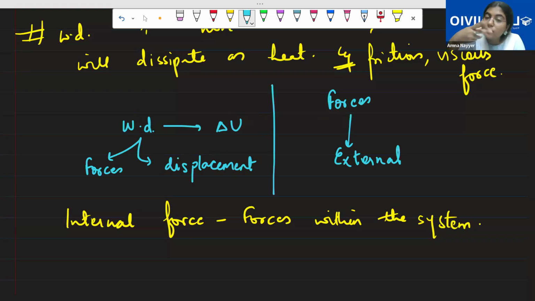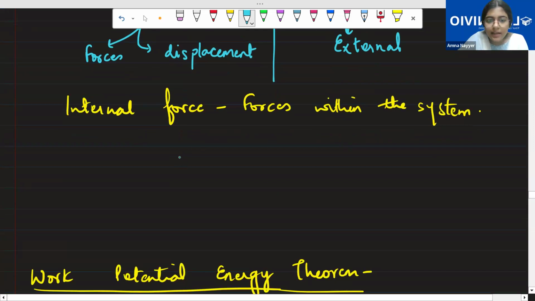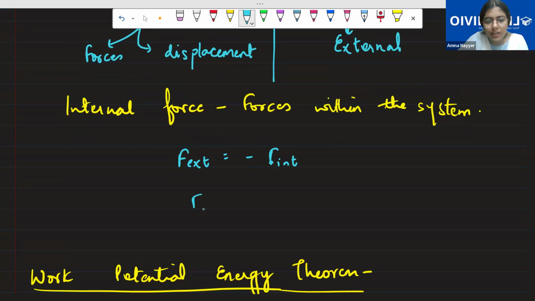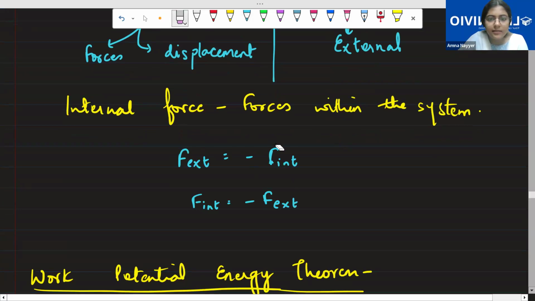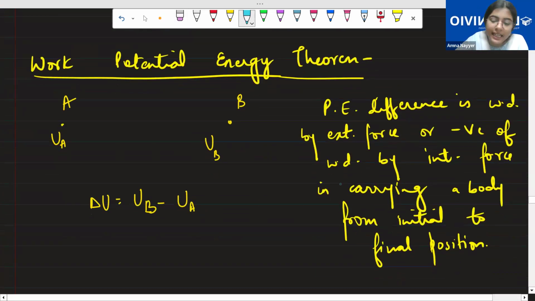Now, what if you just have the knowledge about the internal force that is acting? Then what will you do? If you know the external and you don't know the internal, simply the external will be negative of internal, or whatever is given, you can use internal is equal to negative of external. This is how you can use it, and work done will be taken of external only, and potential energy will also be taken of external. There's a concept of work potential energy theorem also, like we had work kinetic energy theorem.